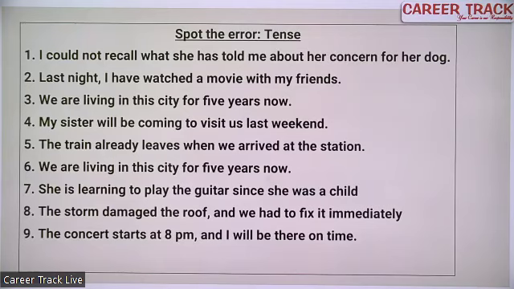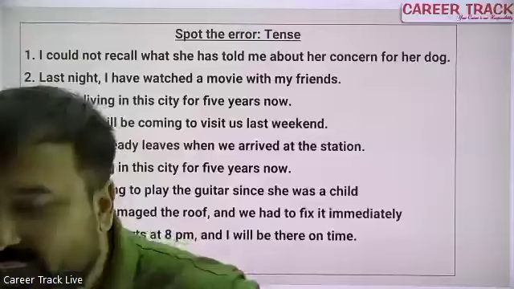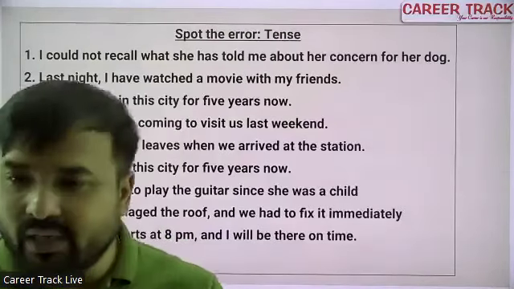This answer. So the future tense would be: the concert will start at 8 p.m. and I'll be there on time. Will start. Very good. The concert will start at 8 p.m. and I'll be there on time.